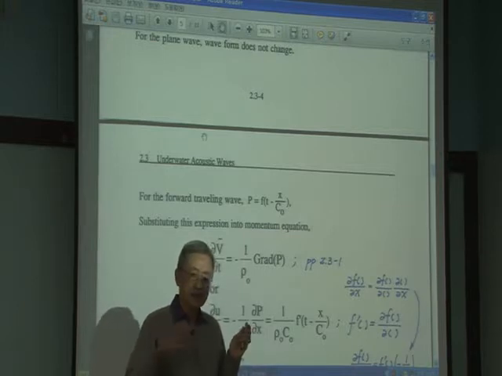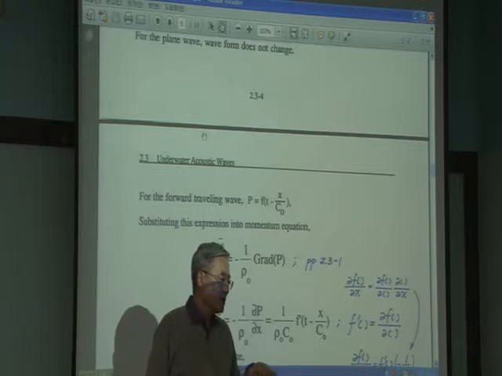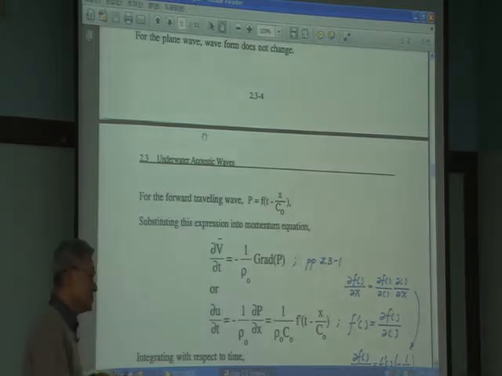Total is a function of t and x, y, z. It's all in the book in section 2.3, okay? You can look at it over the weekend.